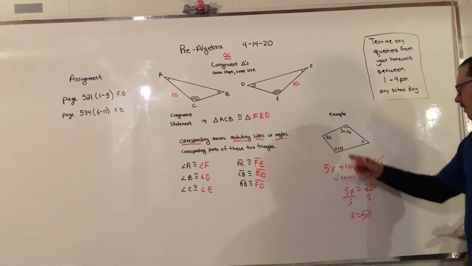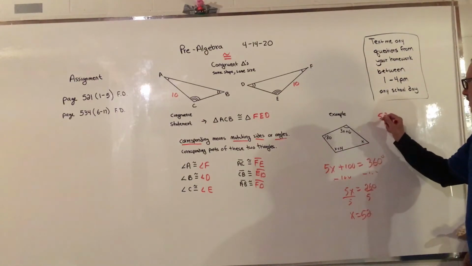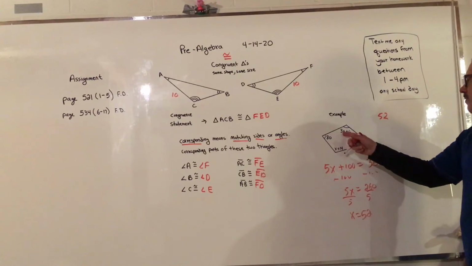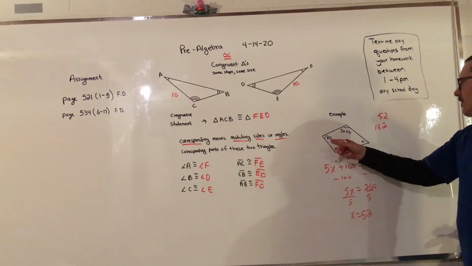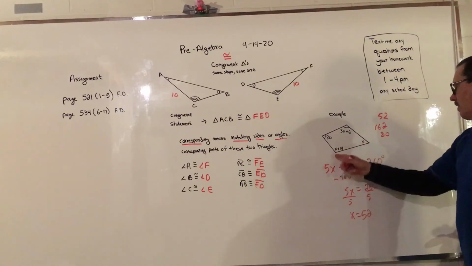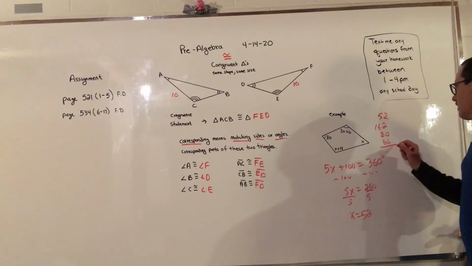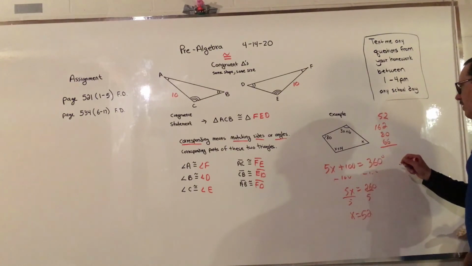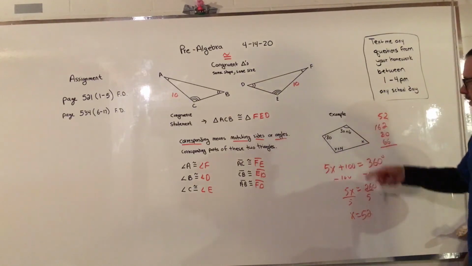And so what they want you to do is plug these in. So this angle is 52. This angle, 3 times 52 is 156, plus 6 is 162. This angle is just going to stay 80. This angle is going to be 52 plus 14, which is 66. Now when you add these together, they better add up to 360. That tells you if you're right or not. So this is a little bit of the old stuff.